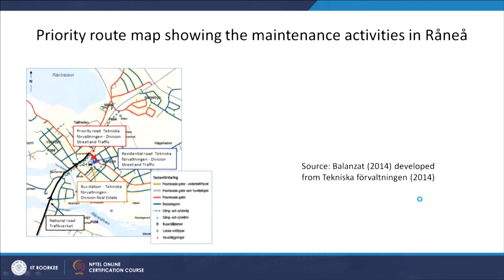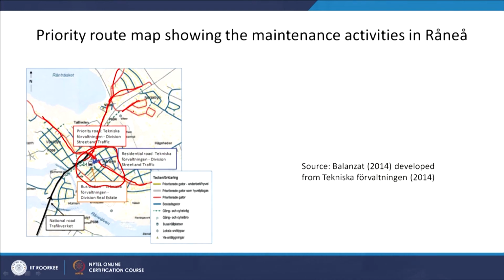Like you can see here, they're all marked in different colors. These are state highways, marked in red, whereas these near the houses are in the dwelling neighborhood.